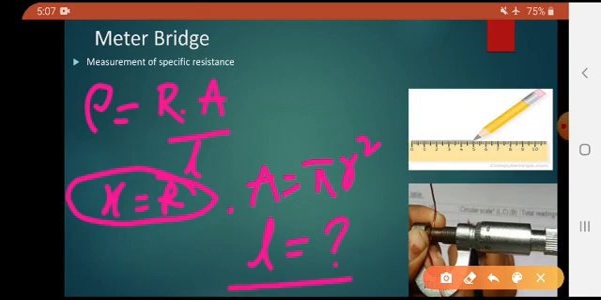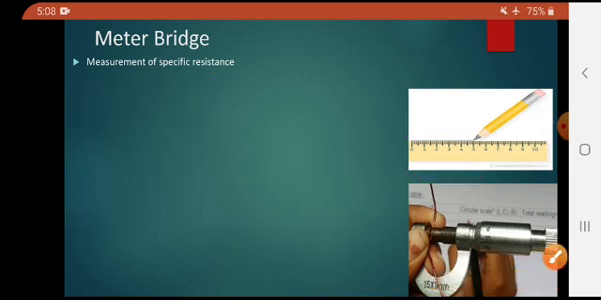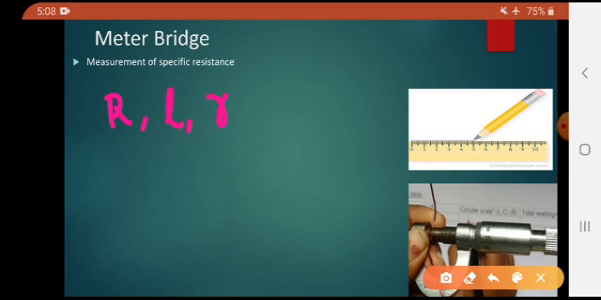So to find the length, by using a simple scale you can find out the length. To find the cross sectional area you need to calculate the radius of the wire. So by using a screw gauge you can find out the cross sectional area of the wire. From this you know the value of the unknown resistance R. Now length you know, R also.